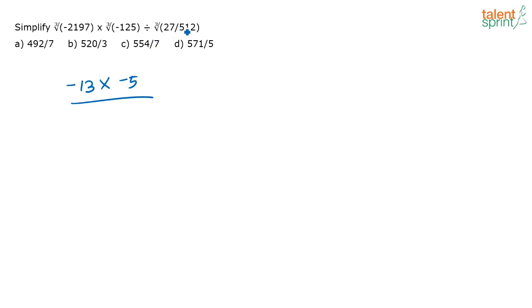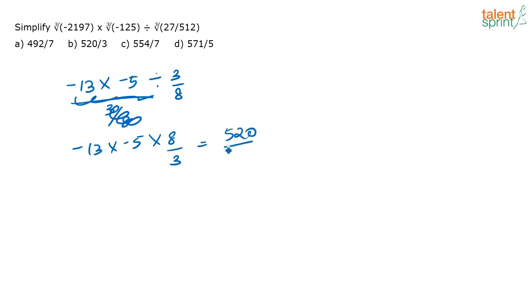cube root of 27 by 512. So what is cube root of 27? Cube root of 27 is 3 and cube root of 512 is 8. So you have divided by 3 by 8, or actually it is like this, right? Minus 13 into 5 divided by 3 by 8, or you just write it as minus 13 into 5 minus 5 into 8 by 3, that is equal to 520 by 3. Option B. Very easy question.